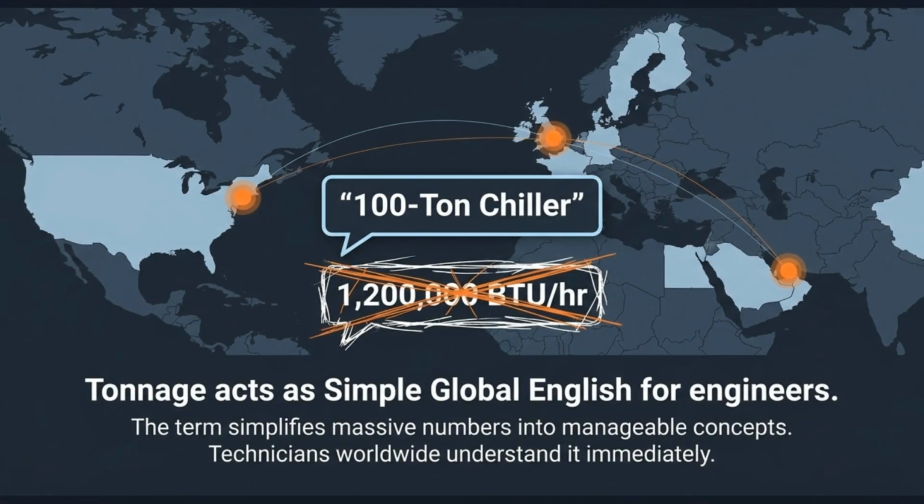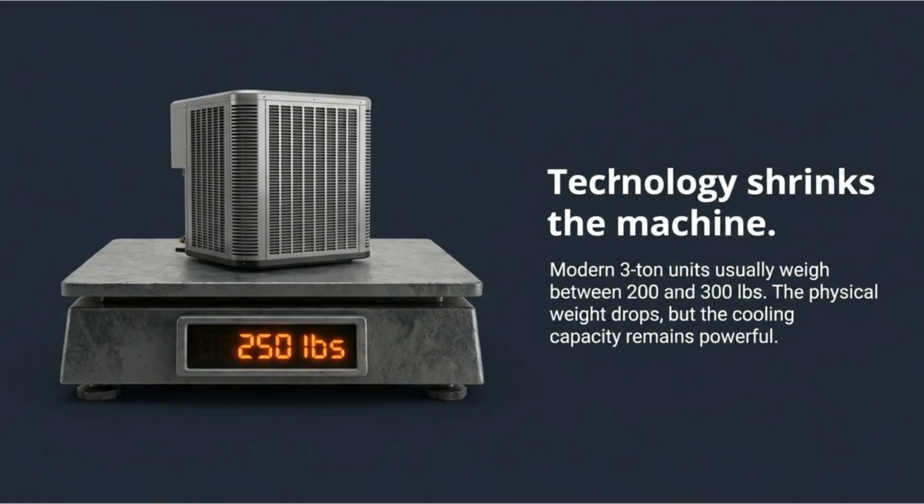Tonnage acts as a simple global English for engineers, simplifying massive BTU numbers into manageable concepts understood worldwide. Modern technology shrinks the machine. Though a modern 3-ton unit may only weigh 200 to 300 pounds, its cooling capacity remains powerful.